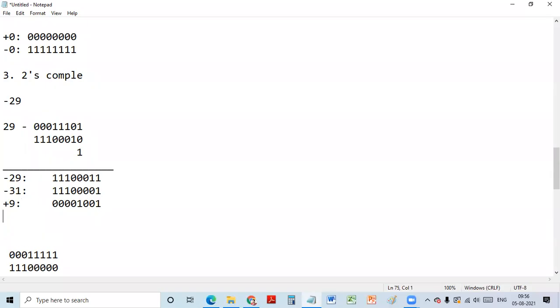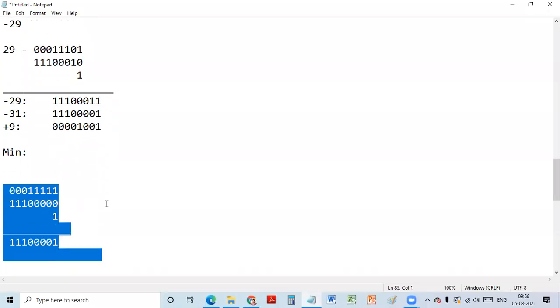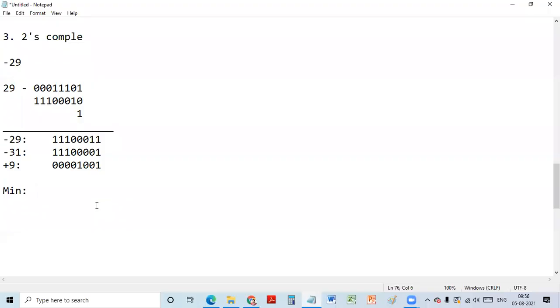Now under this, what is the minimum number that we can represent? Now tell. Minimum number. Since we are applying 2's complement, the most significant bit is obviously 1 and the remaining are zeros. Am I right? With this, what is its corresponding value in decimal?